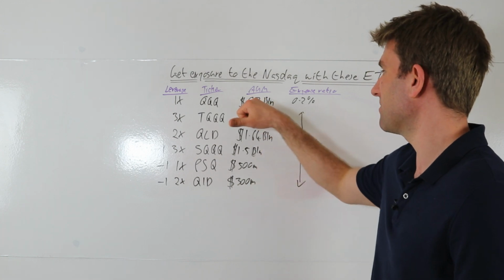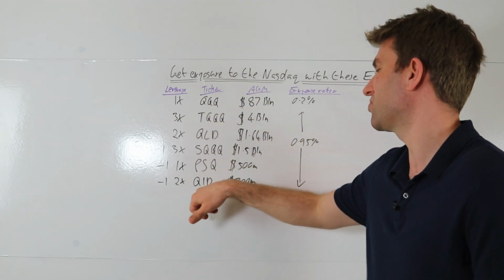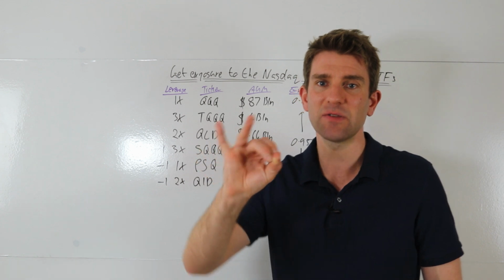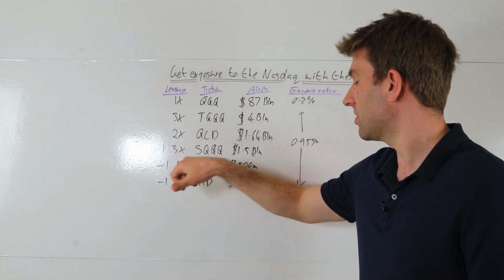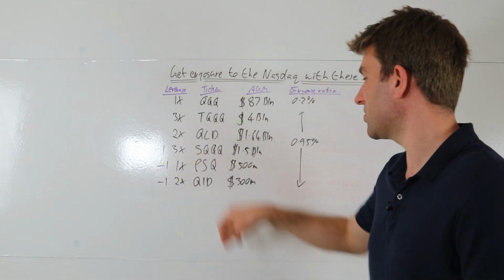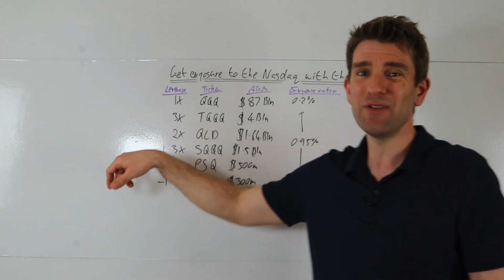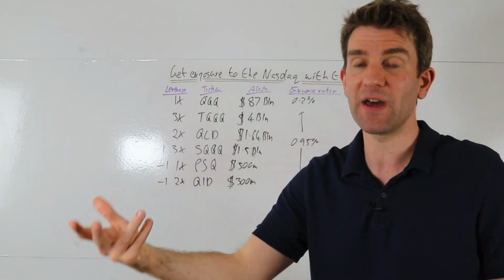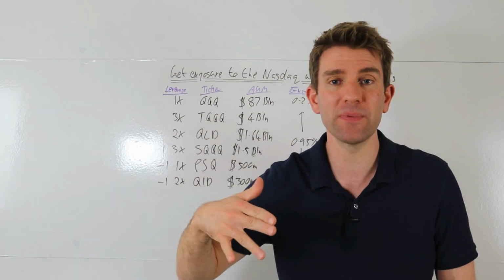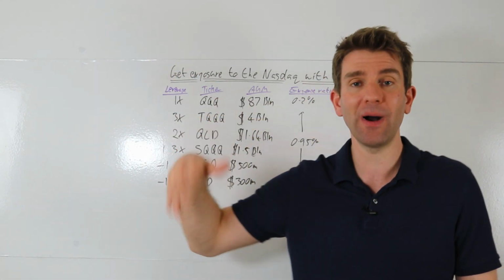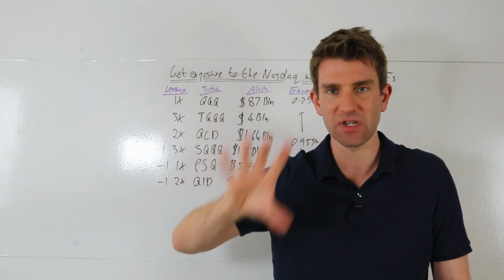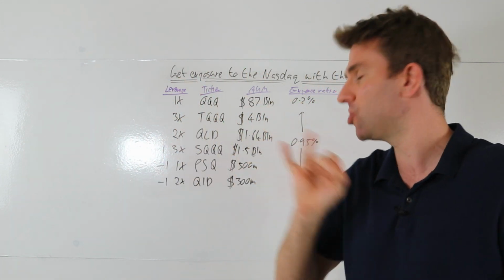Look at the difference, 87 billion for the Qs, all the way down to about 300 million for QID. So that's something to be aware of as well. So if you want inverse, but just single leverage, PSQ; you want double leverage, you go for the QID. If you want triple leverage inverse, let's remind ourselves what that is. If the market goes down by 1%, that should go up by 3%. I say should because there are some caveats to that, but that's what they aim to achieve.